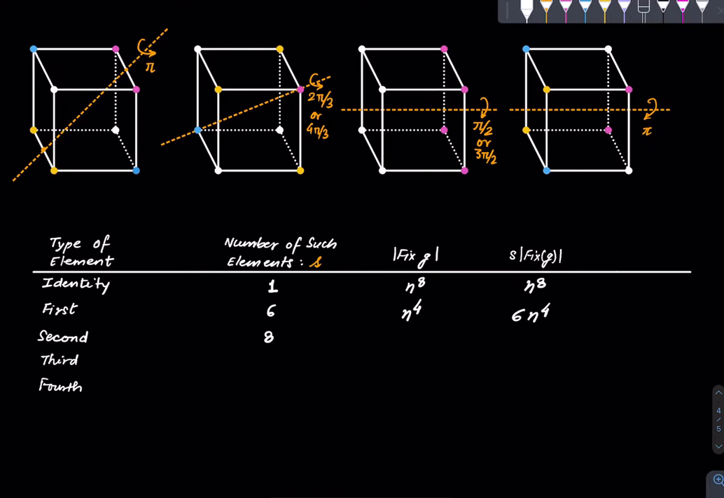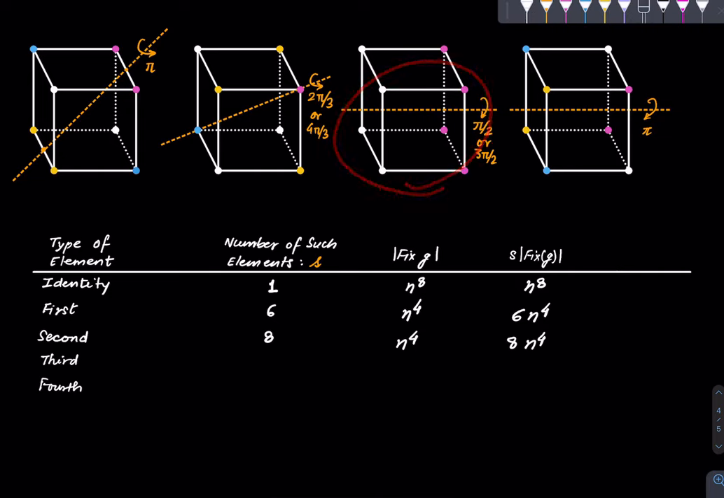And what is fixed G? Well, again, there are n different colors that one can use. These 3 have to receive the same color, these 3 have to receive the same color, and these 2 can take any colors. So n times n times n times n, which is n to the power 4. Therefore, this is 8 times n to the power 4.